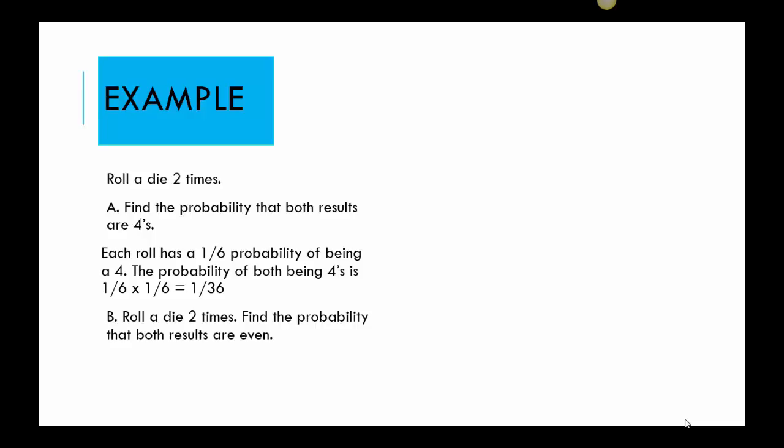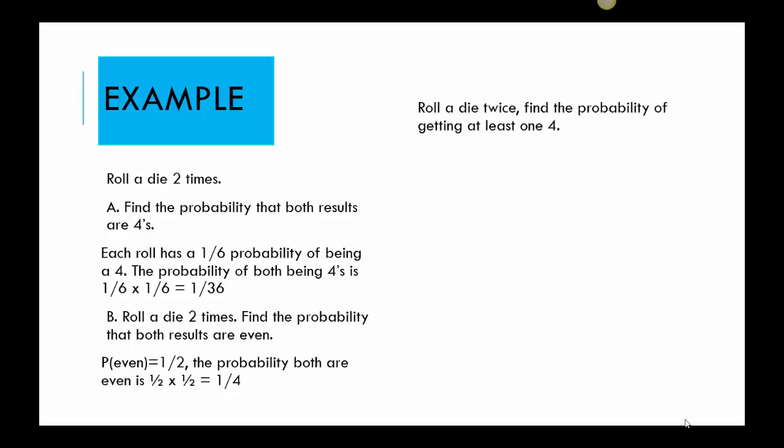Okay, so let's roll that die again 2 times and then find the probability both results are even. The probability of getting an even number when I roll a die is a half. There's 3 times that are even, 3 times that are odd, so it's equal, so it's 50-50. So if I'm rolling the die 2 times, I have a half that the first one will be even, a half the second will be even, which a half times a half is a fourth.